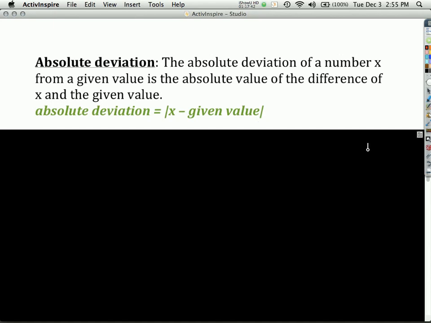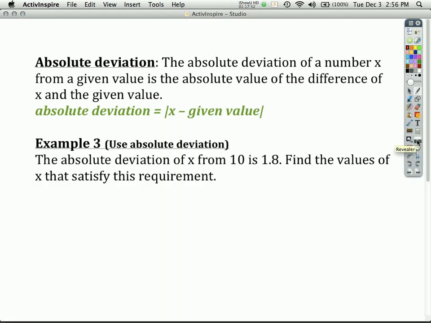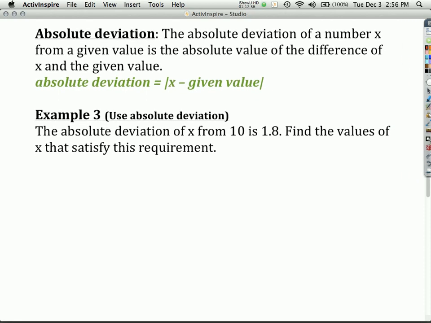So there's a lot of different applications of this idea. It's actually a really simple idea, and some of you are going to find some shortcuts. But right now, I just want to know how to use this formula. So, today's last example is how we're going to use this. The absolute deviation of x from 10 is 1.8.